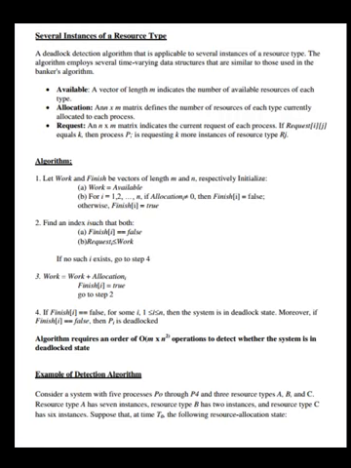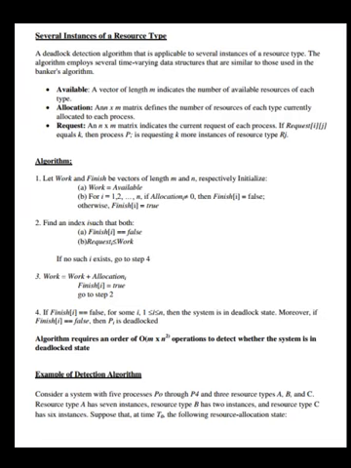Available: a vector of length m indicates the number of available resources of each type. Allocation: an n cross m matrix defines the number of resources of each type currently allocated to each process. Request: an n cross m matrix indicates the current request of each process. If Request[i][j] equals k, then process Pi is requesting k more instances of resource type Rj.